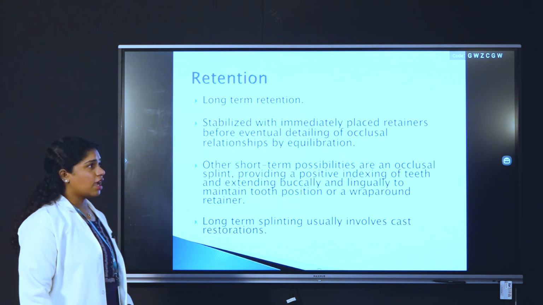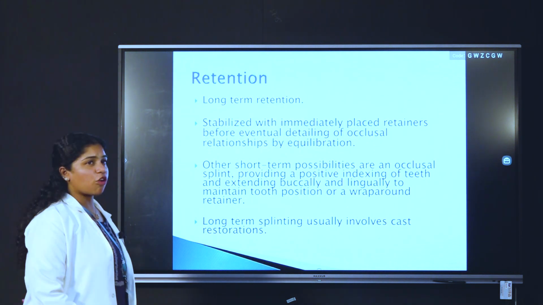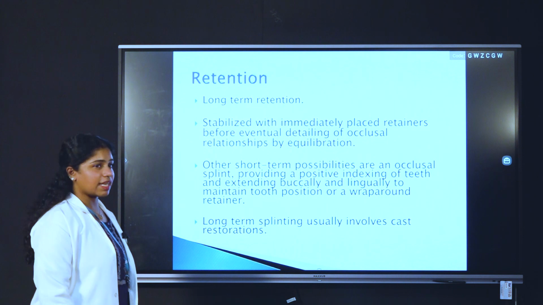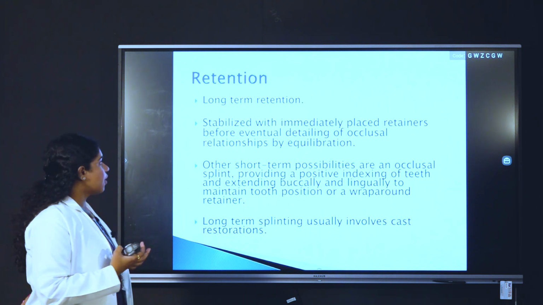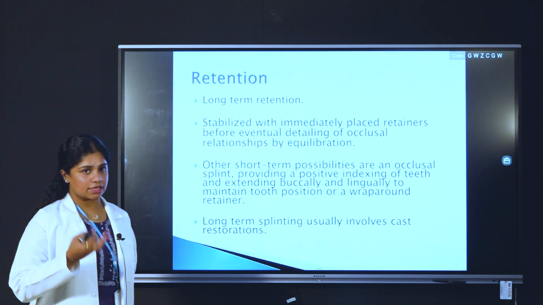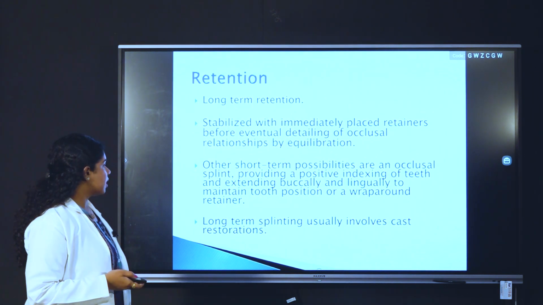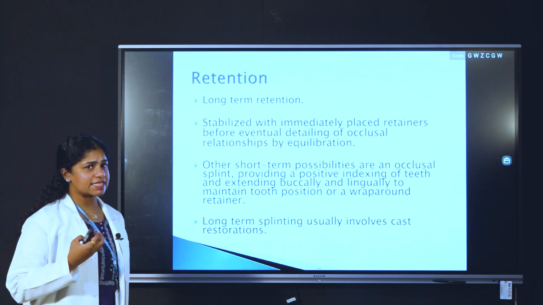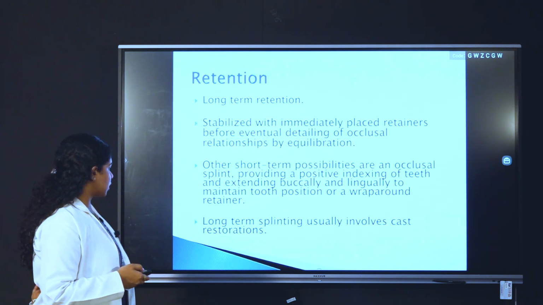So what about retention? In adult patients, it is very important to have good retention. A long-term retention is mandatory. Stabilize with immediately placed retainers, that is, immediately after the treatment, a retainer or a splint is to be placed in the patient's mouth to have a proper occlusal relationship. Other short-term possibilities for retention are an occlusal splint, providing a positive indexing of the teeth, which can extend buccally and lingually to maintain tooth position, or appliances like wraparound retainers or S6 retainers can be given. Long-term splinting usually involves cast restorations.